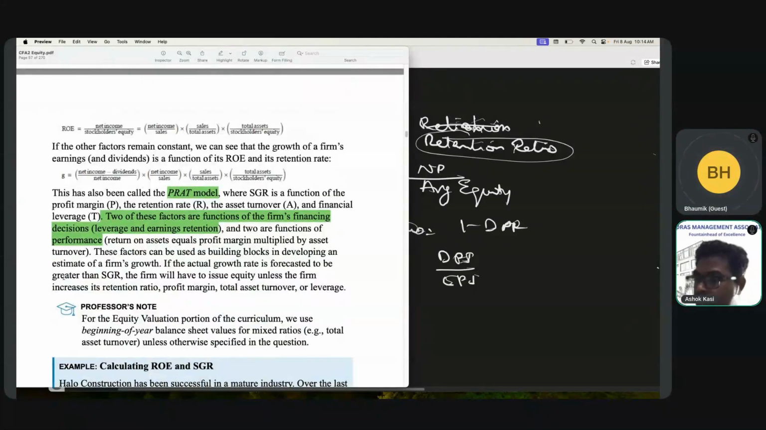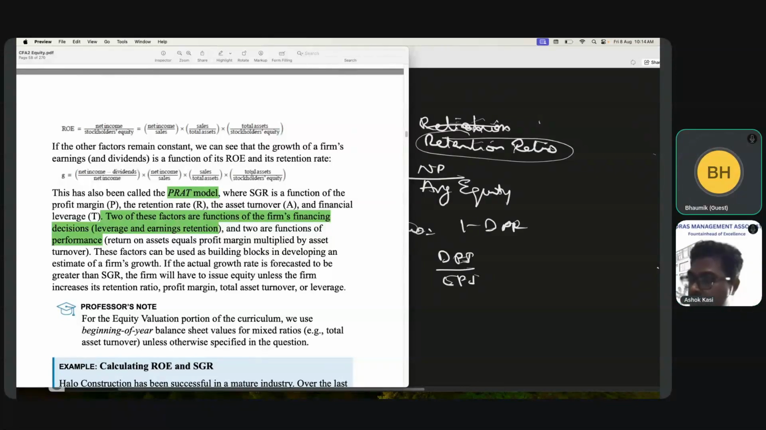This is DuPont analysis. If the other factors remain constant, we can see that the growth of a firm's earnings and dividend is a function of its return on equity and retention rate.